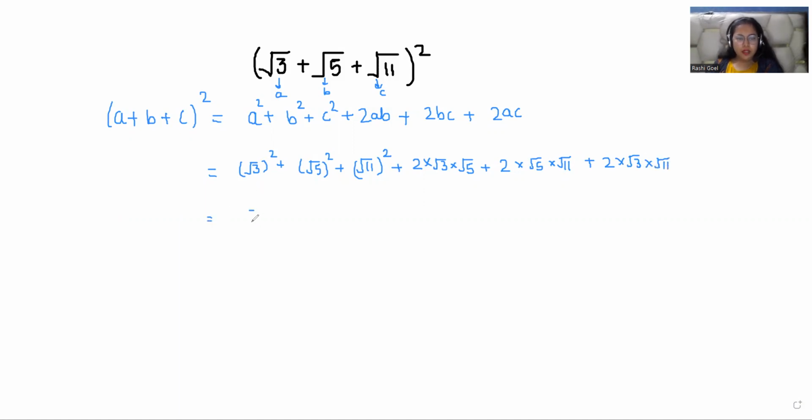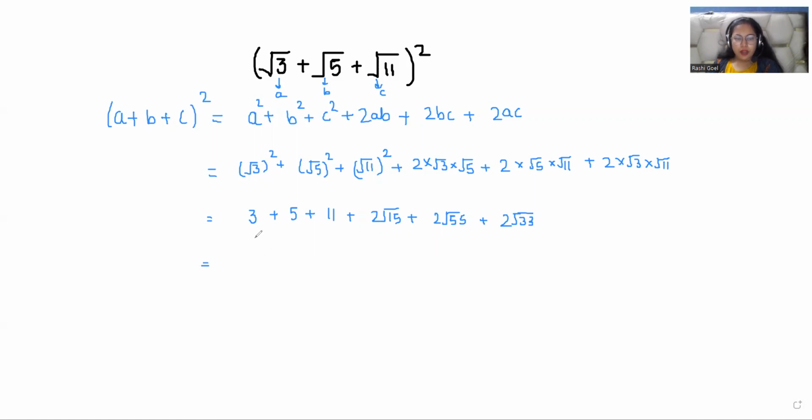Root 3 square is 3, root 5 square is 5, and root 11 square is 11. Now plus root 3 multiply root 5 is root 15, so here 2 root 15. Similarly, root 5 multiply root 11 is root 55, multiply 2 is 2 root 55, plus root 3 multiply root 11 is root 33, so 2 multiply root 33.